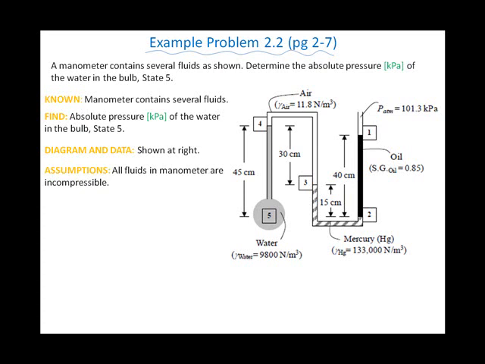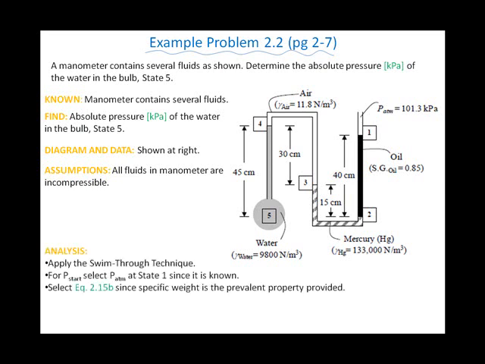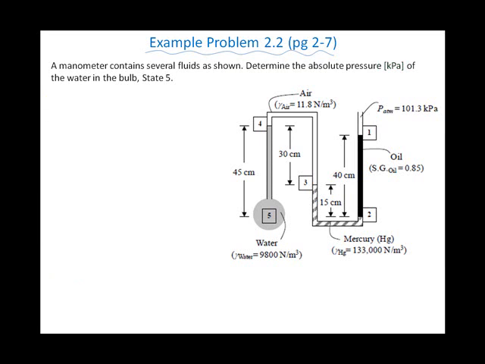Now we have to make some assumptions before we can continue, and we're going to use the same assumption we used on the previous slide, that all the fluids are incompressible. Now in order to do our analysis, we're going to apply the swim-through technique. For P-start, we're going to select the atmospheric pressure at state 1 because that's what we know. And we're going to select equation 2.15b, which is in terms of specific weight, because the specific weight is the prevalent property that was provided to us, with the exception of oil, which is specific gravity. I'll show you how to attack that here in a minute.